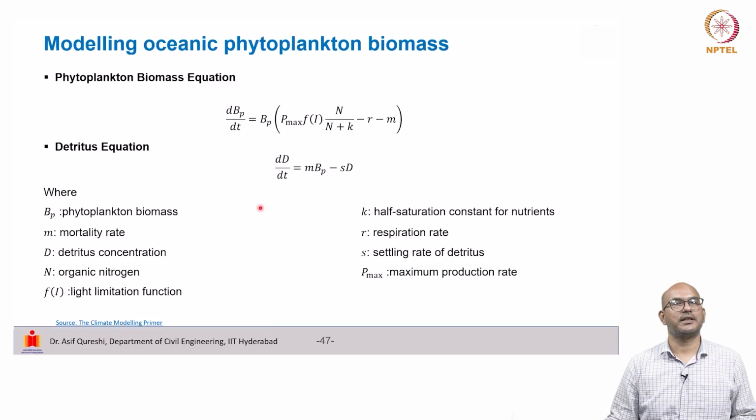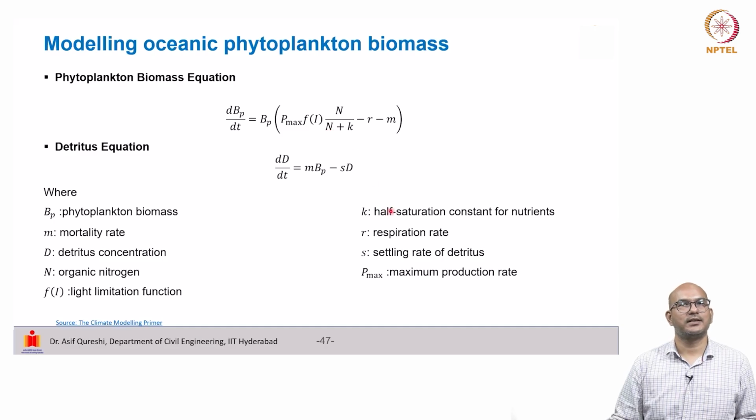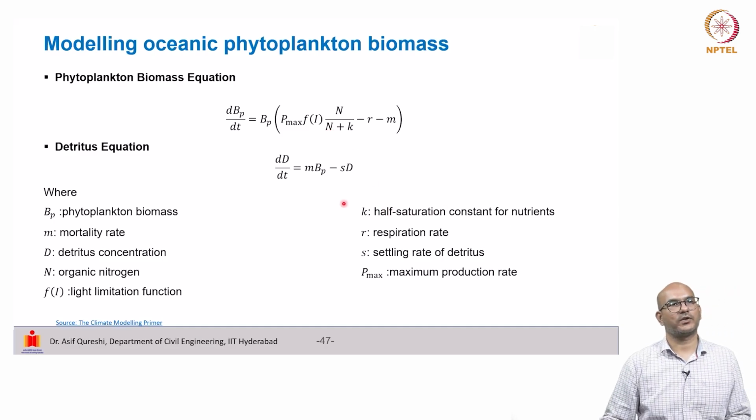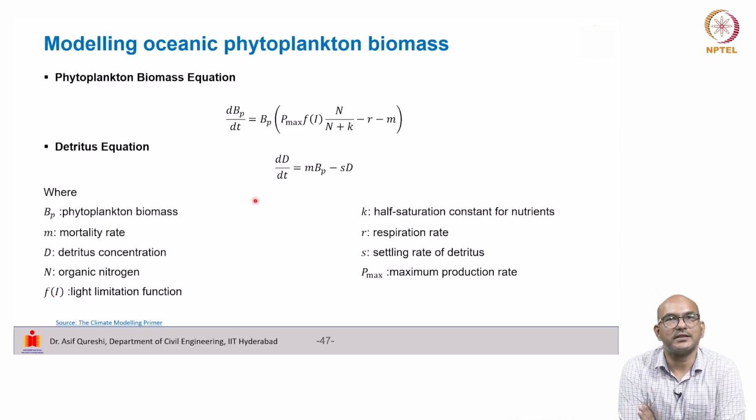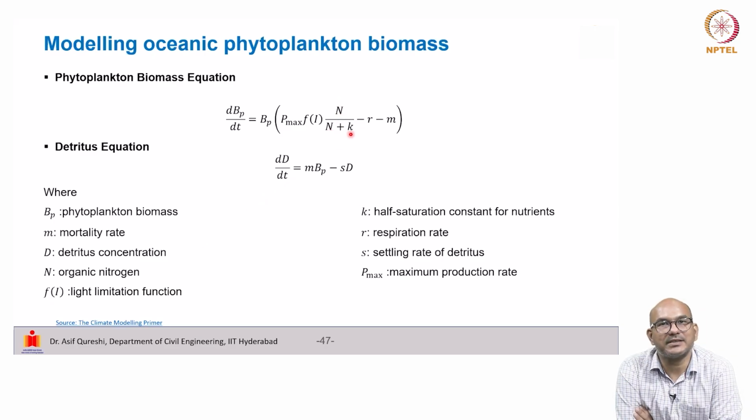phi, multiplied by a term in relation to the nutrient availability, in this case nitrogen. So, the actual nitrogen concentration divided by the concentration plus the half saturation constant for nutrients, in this case nitrogen. Half saturation constant means the concentration at which the rate is half. So N by N plus K would become one by two, or sorry, K by K plus K will become half. So this is the half saturation constant for nutrients.